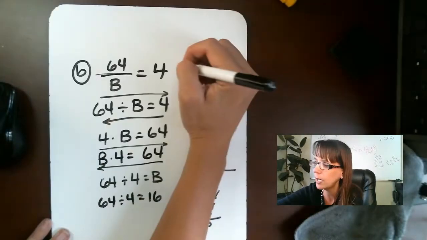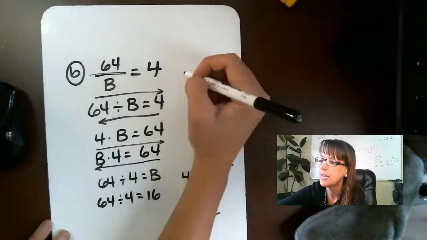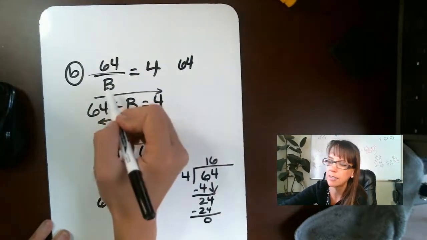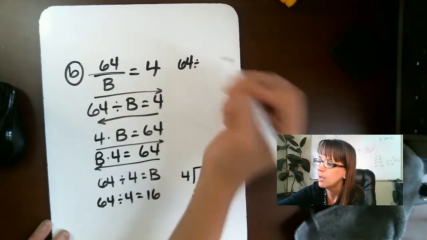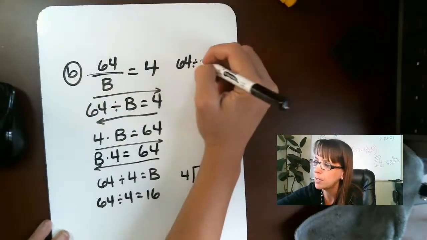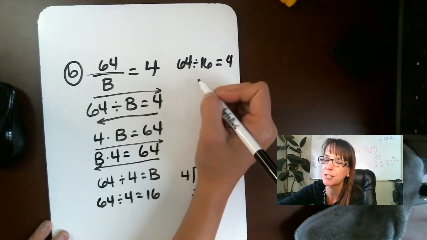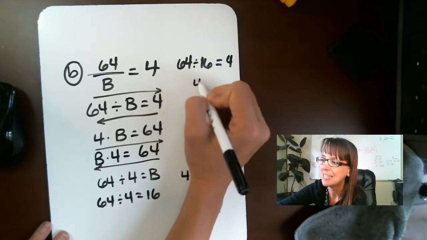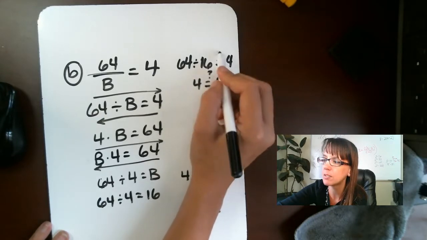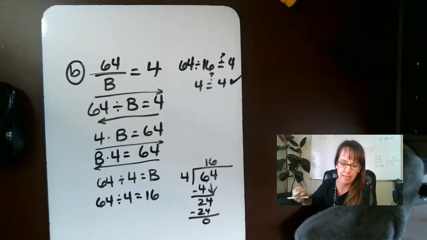Now, let's go back up and check our original problem. 64, and instead of the fraction, I'm going to do divided by, and instead of b, I'm going to do 16 equals 4. And sure enough, 64 divided by 16 does equal 4. So I'm putting my little question mark here, and bam, yes, that works.